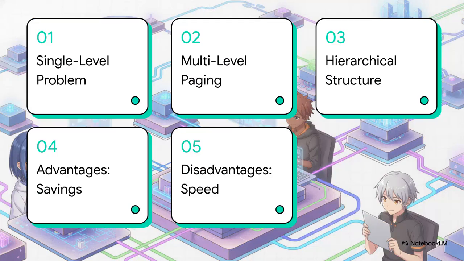So here is our roadmap, which honestly is kind of acting like an outer page table itself, pointing us to the inner sections of today's explainer. We'll hit the single-level memory problem, enter multi-level paging, explain the hierarchical structure, look at the advantages of saving main memory, and finally, the disadvantages of slower address translation.